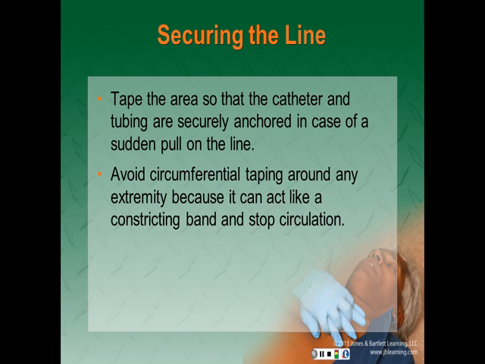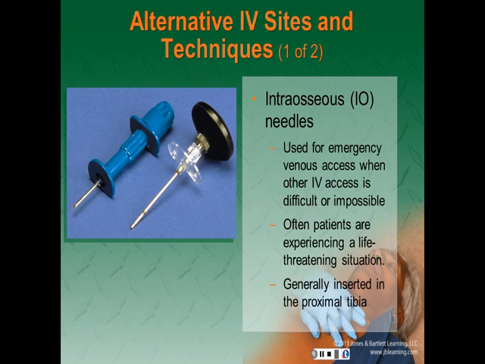Tape the area so the catheter and tubing are securely anchored in case of a sudden pull on the line. You should avoid circumferential taping around any extremity because it can act like a constricting band and can decrease circulation.